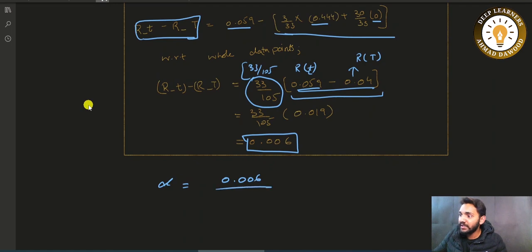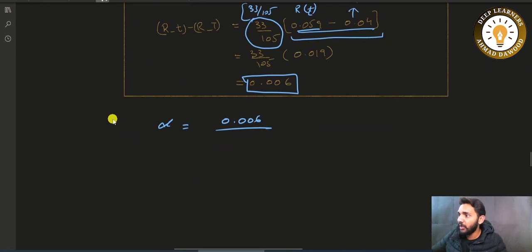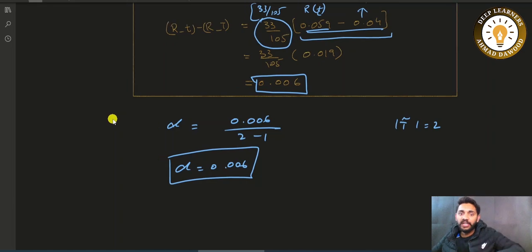How many number of branches or how many number of terminal nodes for that particular tree? For that particular tree, how many number of leaf nodes? 1 and 2. So t bar will be equal to 2. So here will be, according to formulation, 2 minus 1, and alpha will be 0.006. Okay, in that way you can calculate the alpha.